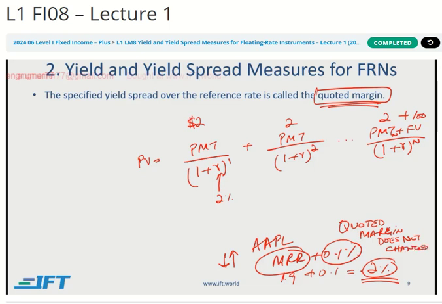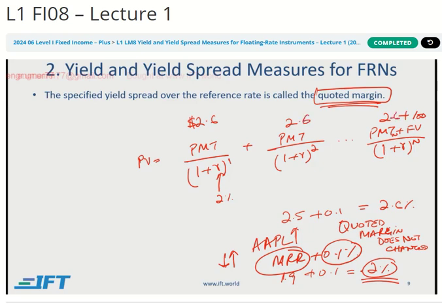Now, let's say the MRR goes up, right? It goes to 2.5%. The quoted margin doesn't change. So now the rate that Apple is going to pay is 2.6%. So all these payments go up, because the benchmark rate has gone up.